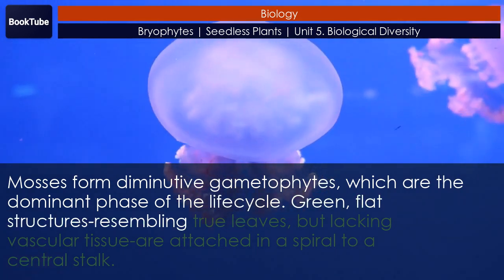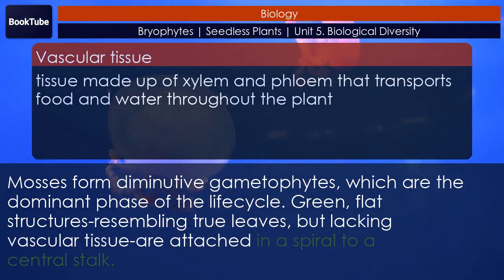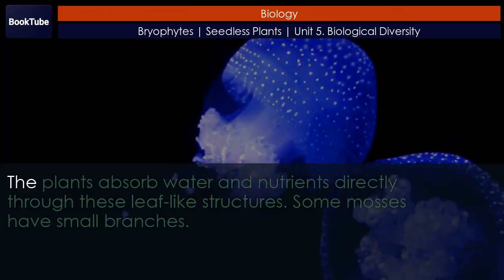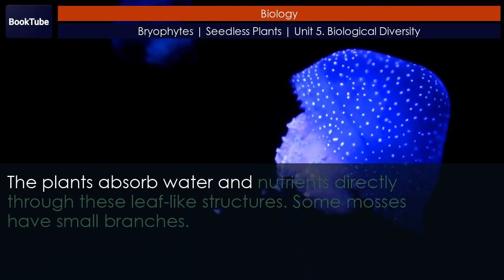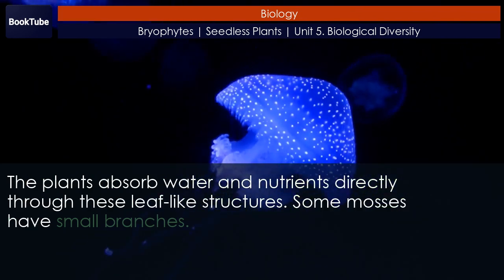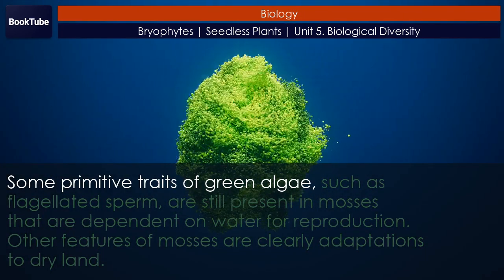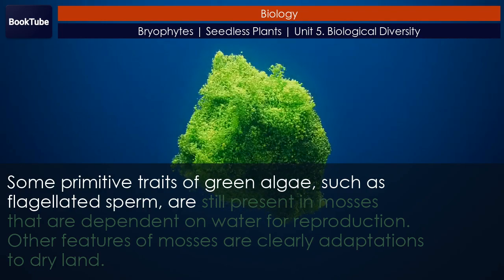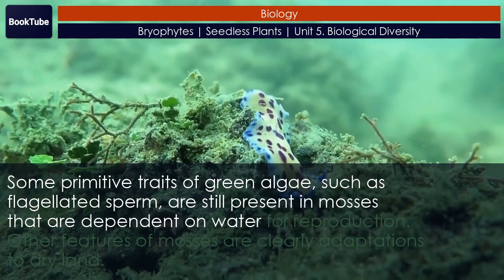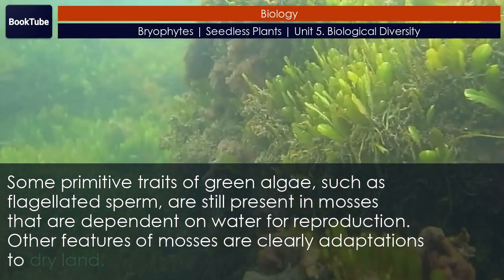Green, flat structures resembling true leaves, but lacking vascular tissue, are attached in a spiral to a central stalk. The plants absorb water and nutrients directly through these leaf-like structures. Some mosses have small branches. Some primitive traits of green algae, such as flagellated sperm, are still present in mosses that are dependent on water for reproduction. Other features of mosses are clearly adaptations to dry land.